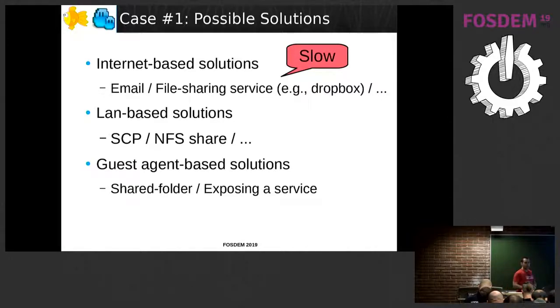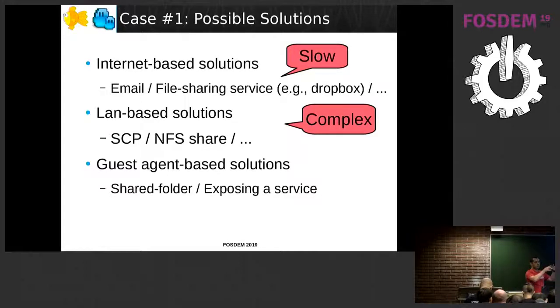Alternatively, I can use SCP or set an NFS share on the physical host and mount it into the virtual machine. That way, all the transmissions are over the LAN, and therefore it is faster, but on the other hand, it is more complex for the end users. And lastly, I can use a guest agent-based solution. Some vendors allow to share a file from the physical host with the virtual machine. Some others run some service within the virtual machine that exposes its files to the outside world. The problem with this kind of solution is that they are not general enough. They are vendor specific.